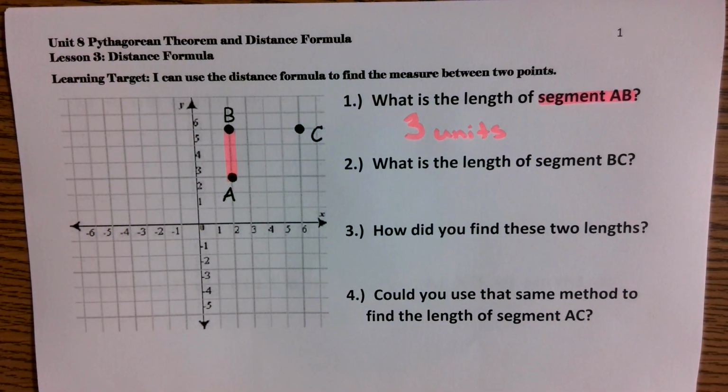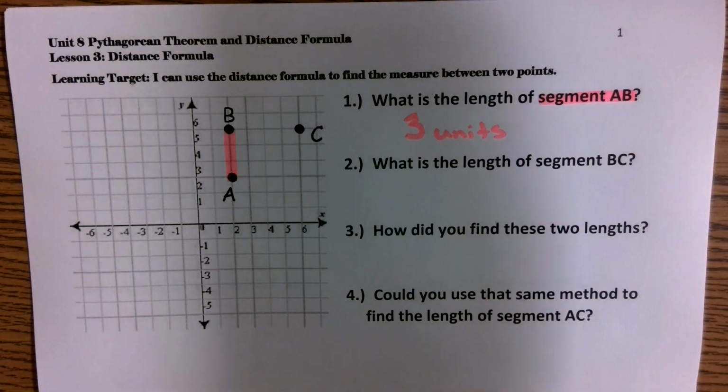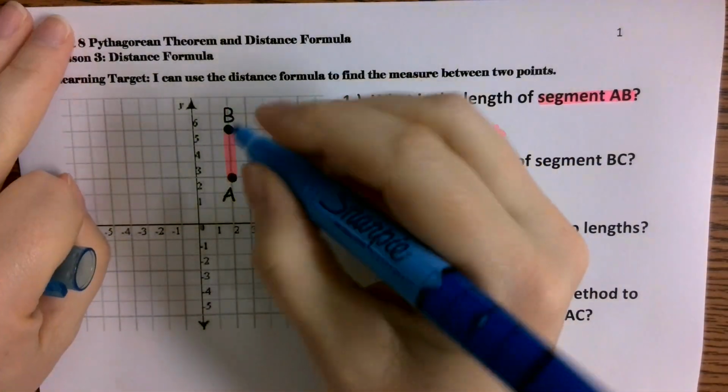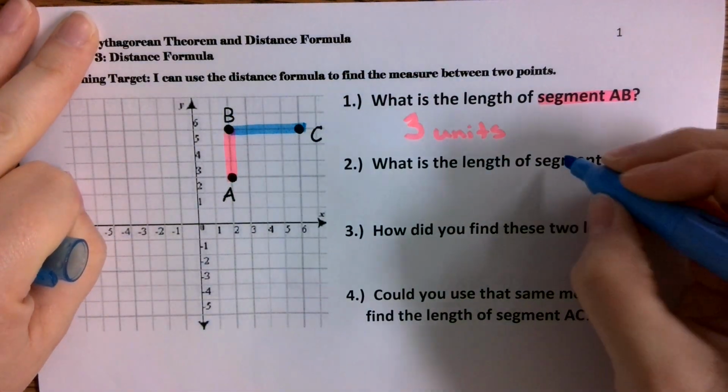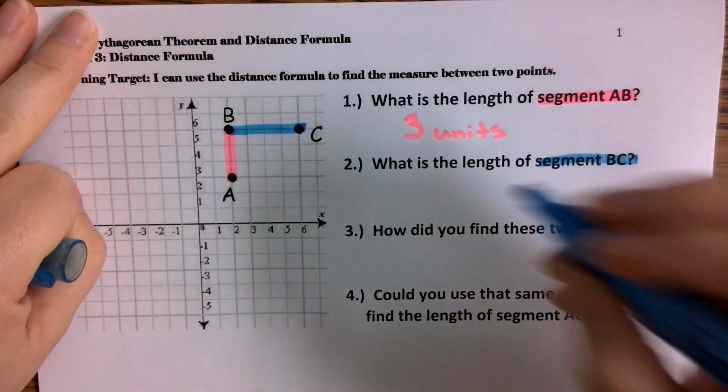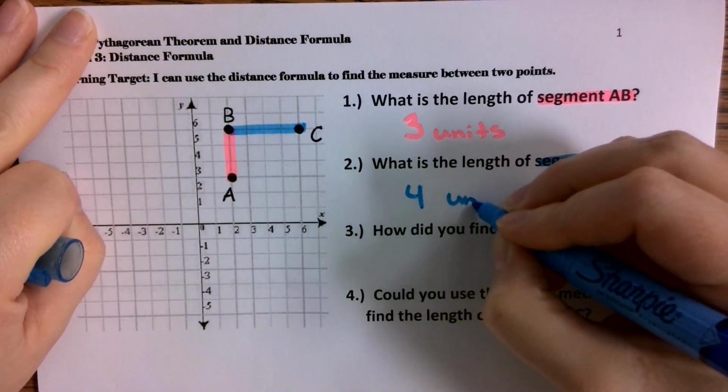What about from B to C? So I'll go ahead and highlight that one in blue. What was that one, Asia? 4, okay? So for line segment B to C, it's just 4 units.